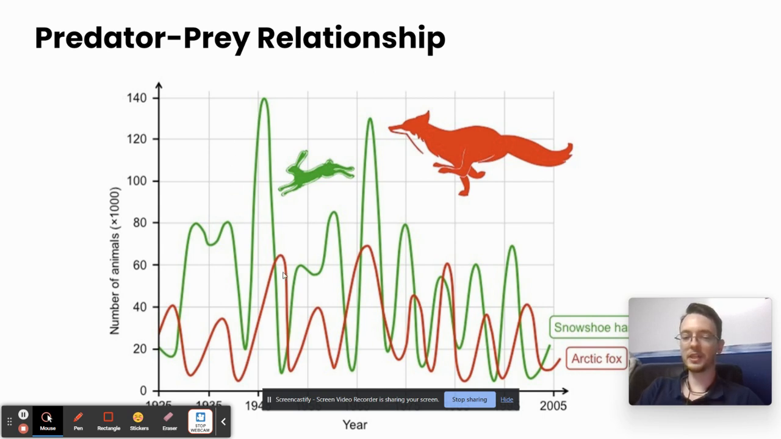So their population levels kind of go up together. When there's more of one, there can be more of the other, but if there's more of the other, there'll be less of one. So these two species kind of reach an equilibrium where the fox is eating the rabbit, and their population numbers always balance each other out. So yeah, that's what you need to know about predation.